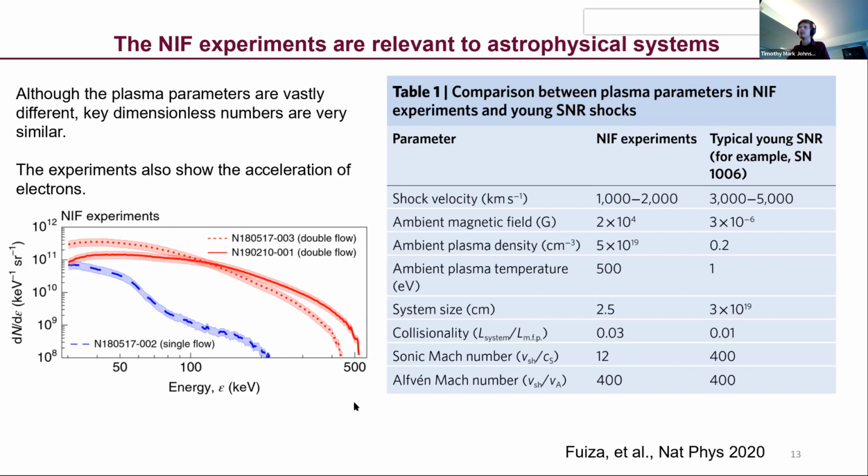Another thing that they were able to do was look for the acceleration of charged particles, and in this case, electrons. So as I mentioned before, collisionless shocks are thought to be a place where particles can get accelerated to extremely high energies. So what they did in their experiment is that they looked at the electron spectrum for just a single flow, like they did with the Thomson scattering measurements. And they get the energy spectrum shown in the blue here.